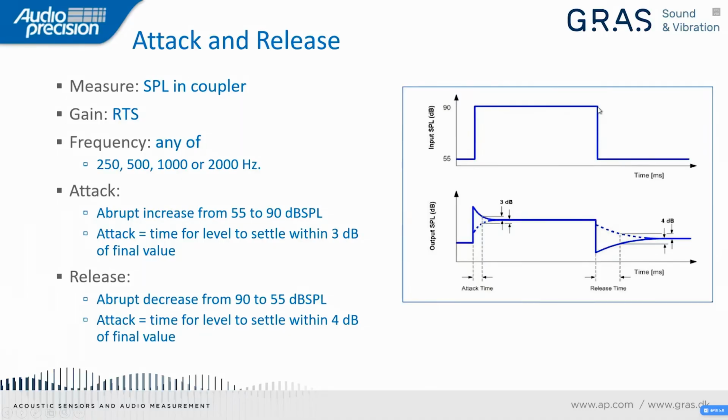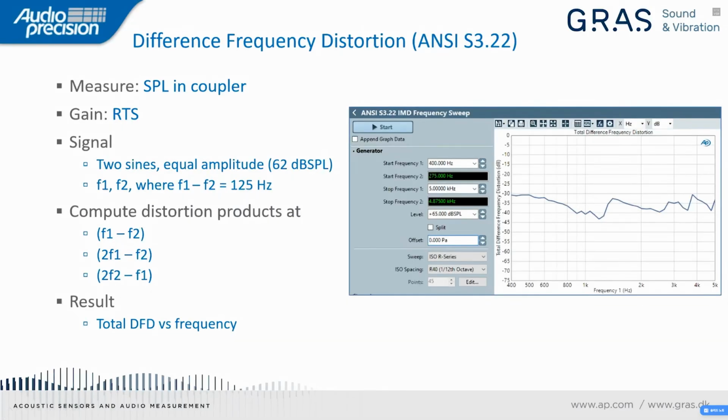Some other metrics are around intermodulation distortion. ANSI S3.22 calls it difference frequency distortion. Here we're generating 2 sine signals of equal amplitude, but they're different in frequency by 125 Hertz. In the next slide, we'll show the IEC version of this. It's very similar. One thing that's different: in the ANSI standard, F1 is the higher of the 2 frequencies. In the IEC standard, F2 is the higher, but they both have a difference frequency of 125 Hertz, which is important.